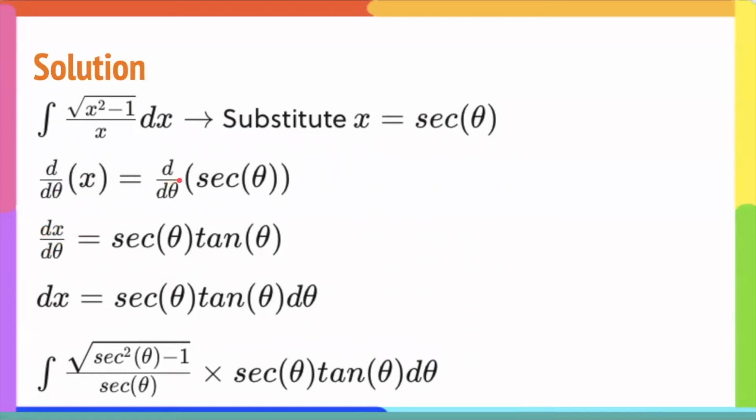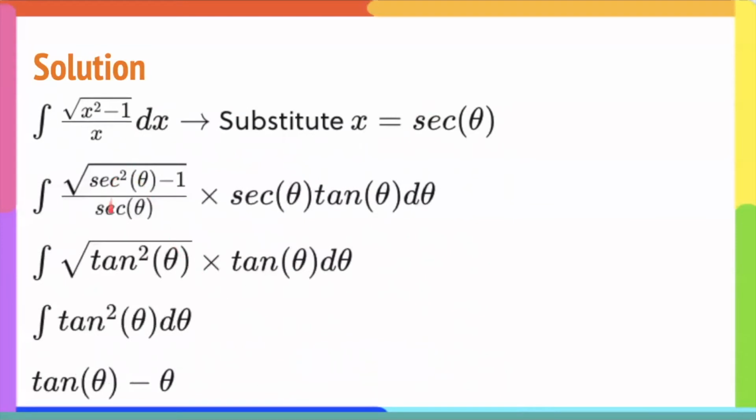The right side, so secant of theta is the same as 1 over cosine of theta. And if you use the quotient rule, you can determine that the derivative is secant of theta times tangent of theta, and multiply both sides by d theta. So now plugging in the values. So first plugging in x equals secant of theta, and dx is equal to secant theta times tangent theta d theta.